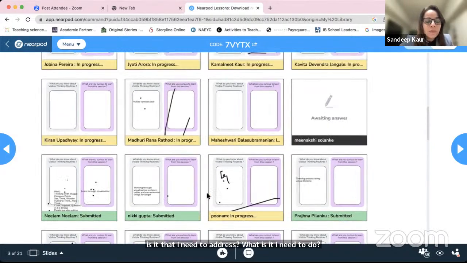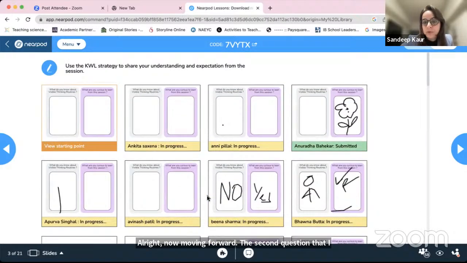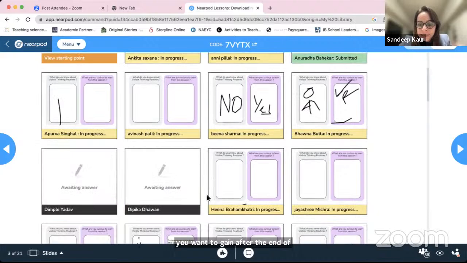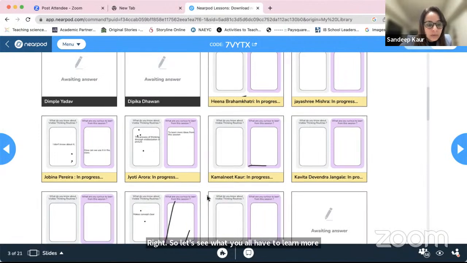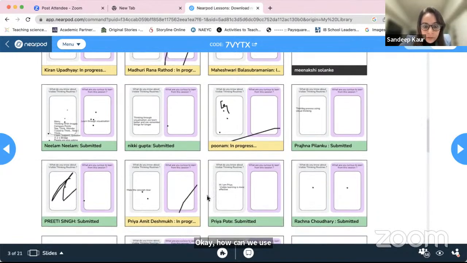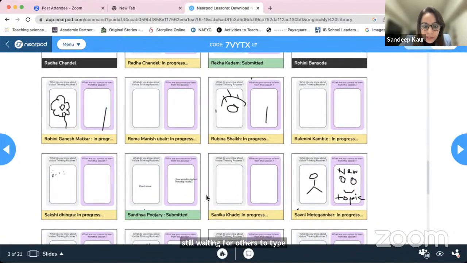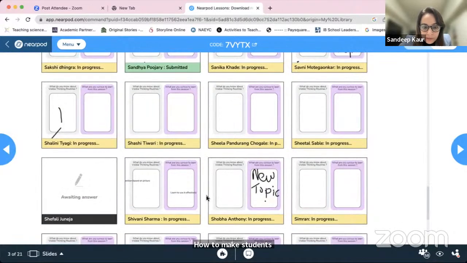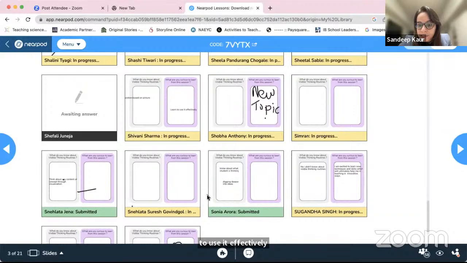All right. Now, moving forward, the second question that I asked was, what are you curious to learn about? Or what is it that you want to gain after the end of the session, right? So let's see what you all want to learn from this session. How can we use it in the class? I'm still waiting for others to type. How to make students' thinking visible. Learn to use it effectively. I'm excited to learn new techniques and skills, which will ultimately help me in teaching in innovative ways.